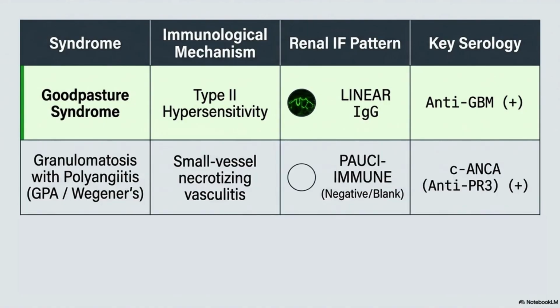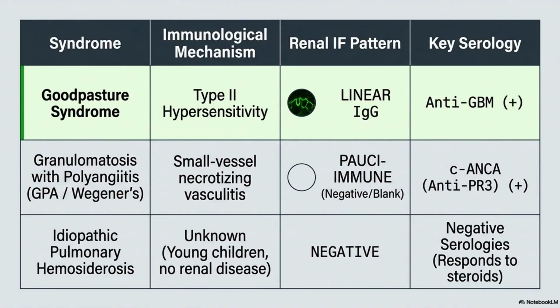For granulomatosis with polyangiitis, historically known as Wegener's, the mechanism is a small vessel necrotizing vasculitis. The renal immunofluorescence pattern is pauci-immune, meaning it is negative or blank. The key serology is positive C-ANCA or anti-PR3. Finally, for idiopathic pulmonary hemosiderosis, the mechanism is unknown, but it typically presents in young children with no renal disease. The renal immunofluorescence pattern is negative, and they have negative serologies, but the condition notably responds to steroids.